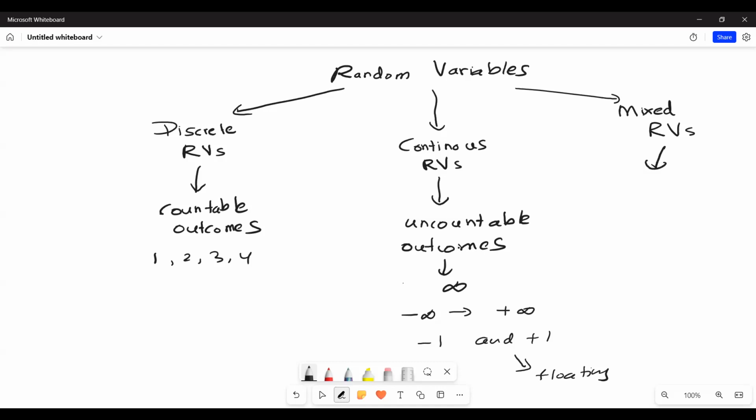And there could be other random variables which have both discrete and continuous parts. There could be some random variables with both discrete and continuous random variables included in the definition. So the mixed random variable is defined for a physical experiment that can have both countable outcomes and uncountable outcomes.